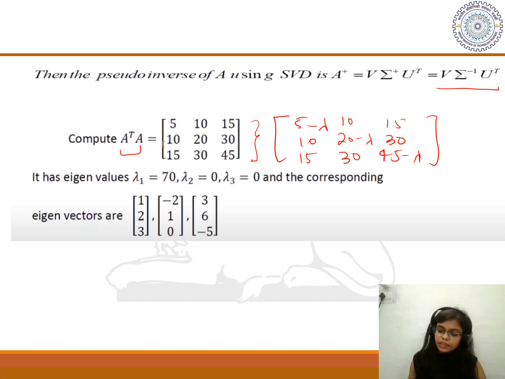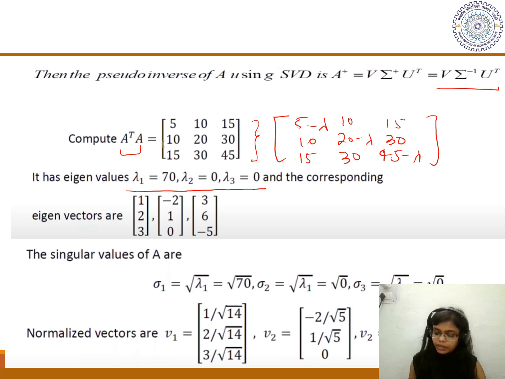Then we will solve the determinant of this matrix, and then we can find the eigenvalues for this matrix. And here are the respective eigenvectors corresponding to these eigenvalues. Next, we are going to find the singular values for A, that are simply the square roots of the eigenvalues. And here are our normalized eigenvectors.